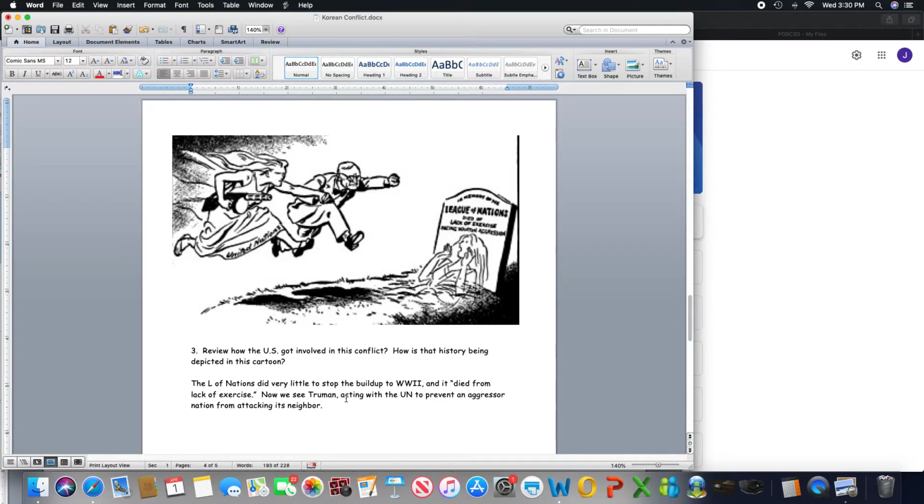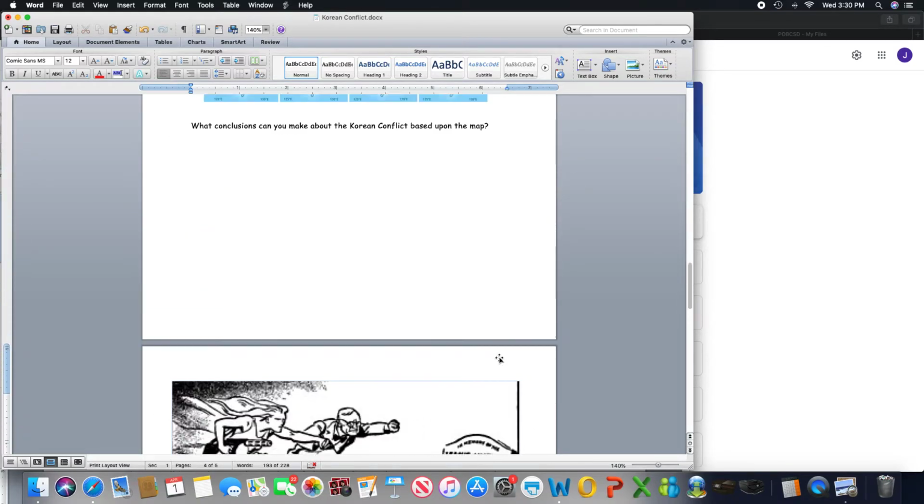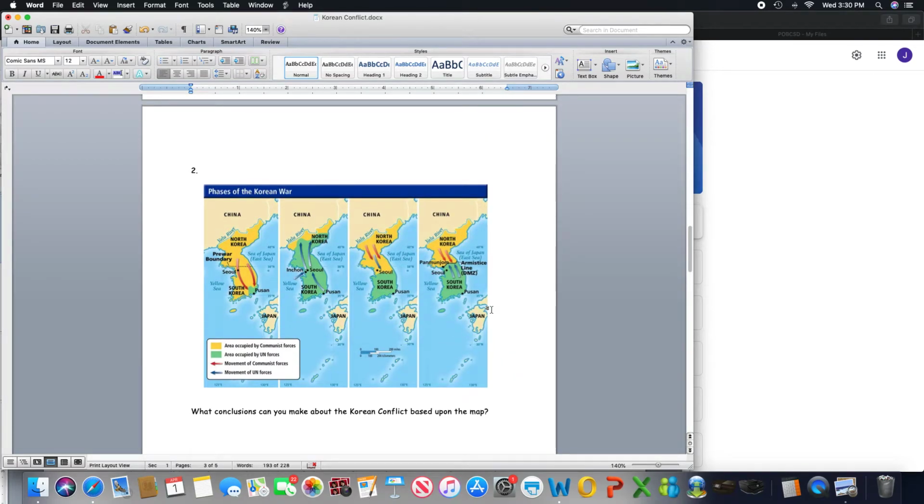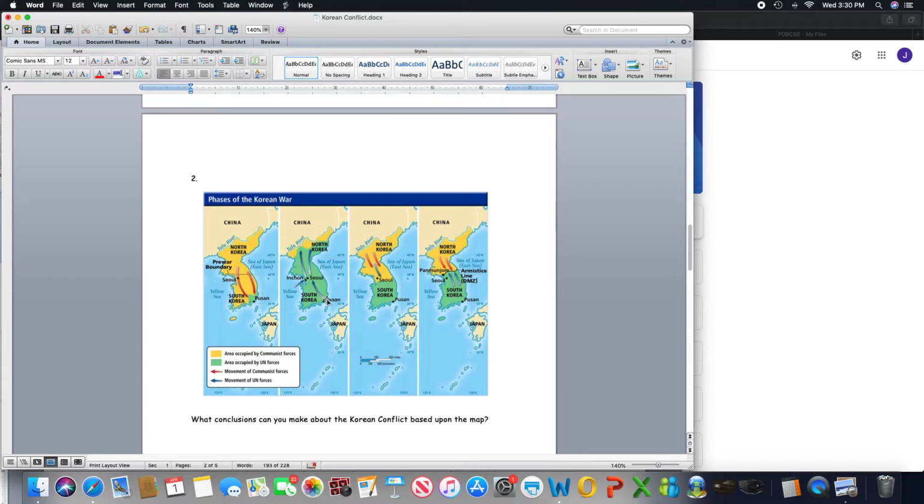Okay, now let's move back up to our effects. This is a map that I really like because it demonstrates the history of the Korean conflict, where we see North Korea attacking the South, and they're quite successful in their attack. Then the United States and the UN get involved, and they launch an attack, and they were able to push the northern troops back almost all the way to the border of China.